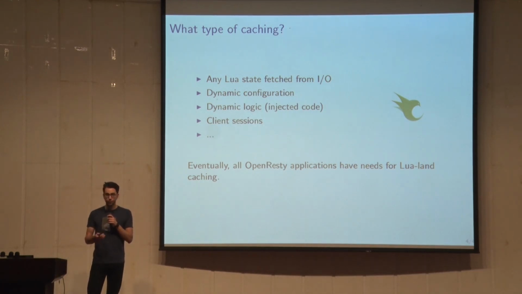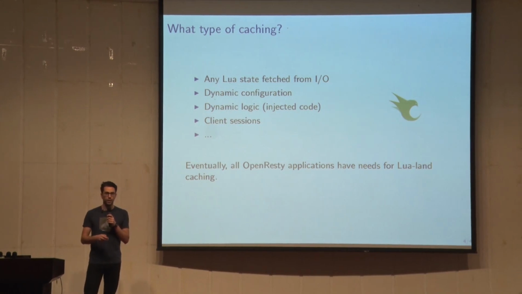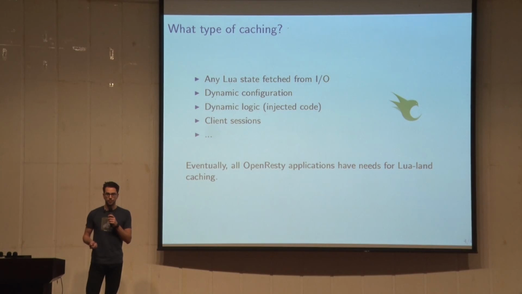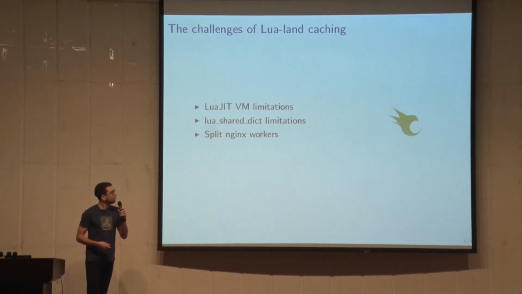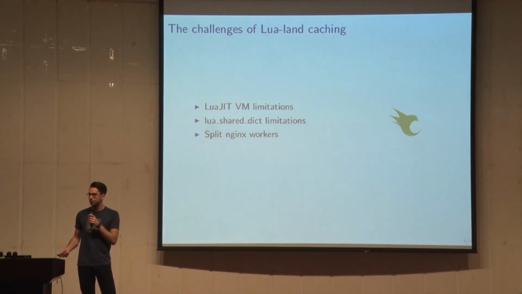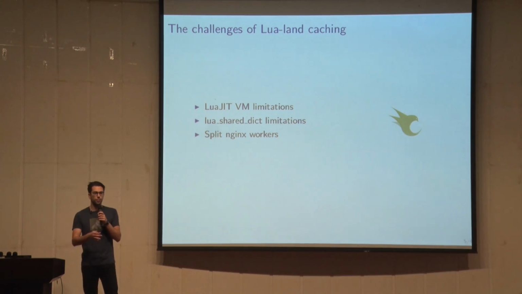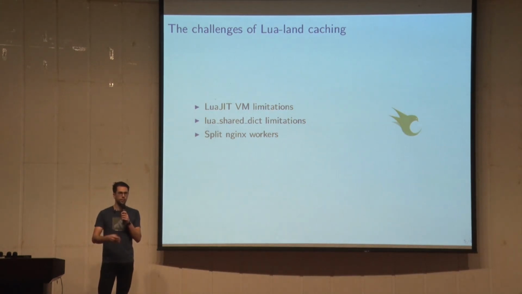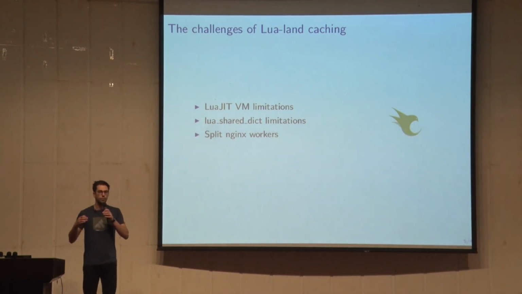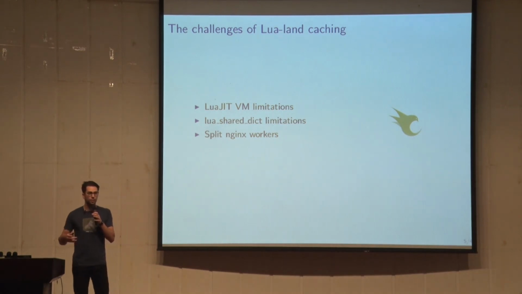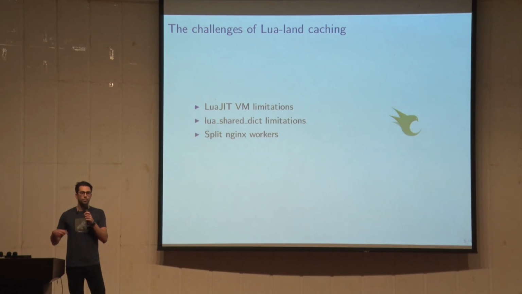There are a few challenges that come with caching in the Lua VM in OpenResty, in particular those three. First of all, the LuaJIT virtual machine, as we all know, has some limitations in the amount of memory that it can allocate. Most likely, you're going to have a limitation of around 2 gigabytes if you have the right architecture, but it can be quite challenging. So if you want to have a larger data set to cache, you need to have some LRU mechanism in place.